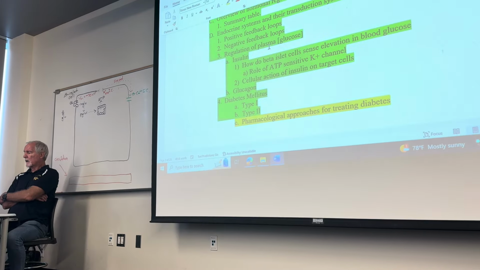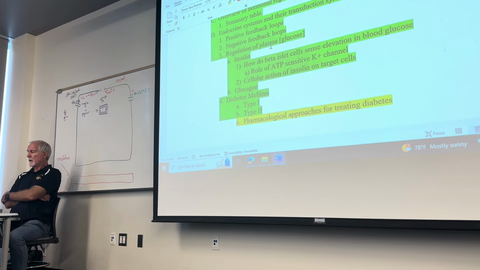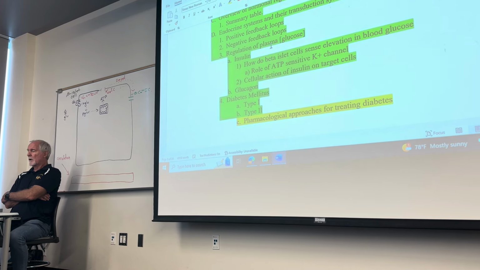...talked about the different types of diabetes. Tonight we're going to get into a further evolution of pharmacological approaches for treating diabetes. Last week I introduced you to glucotrol.